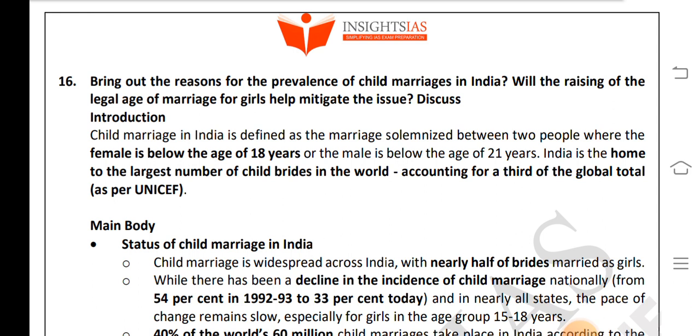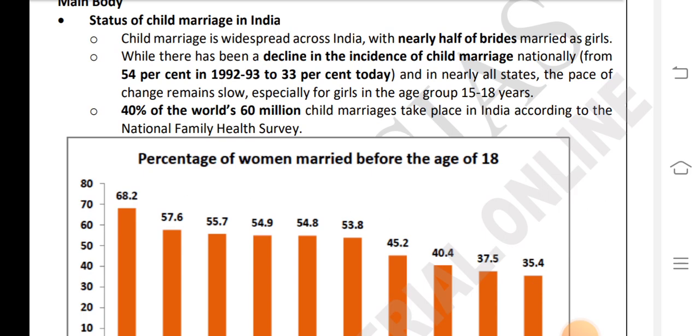Child marriage in India is defined as a marriage solemnized between two persons where the female is below the age of 18 years or the male is below the age of 21 years. India is home to the largest number of child marriages in the world, accounting for a third of the global total as per UNICEF.